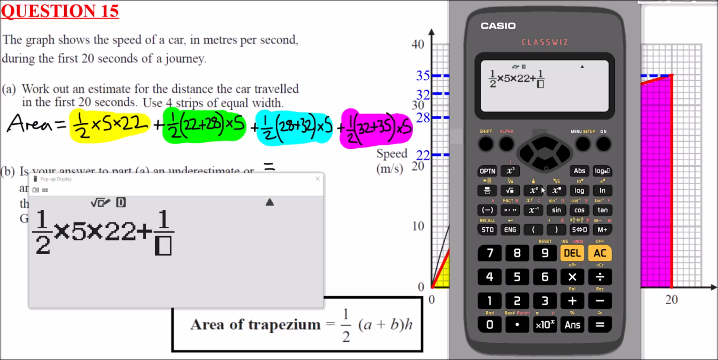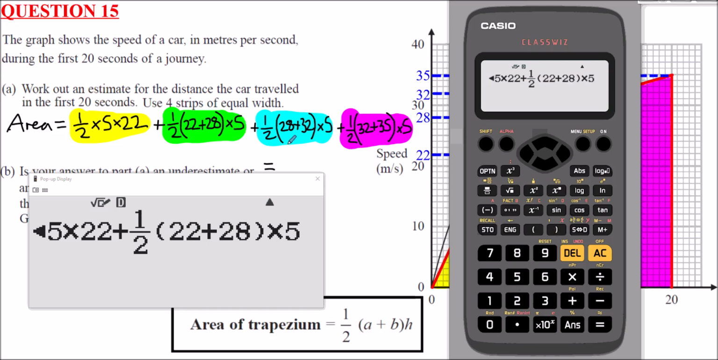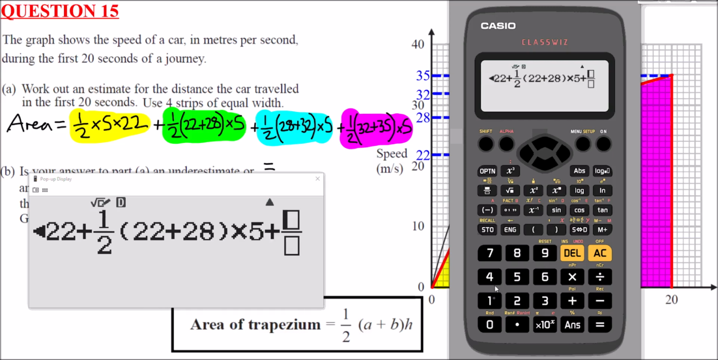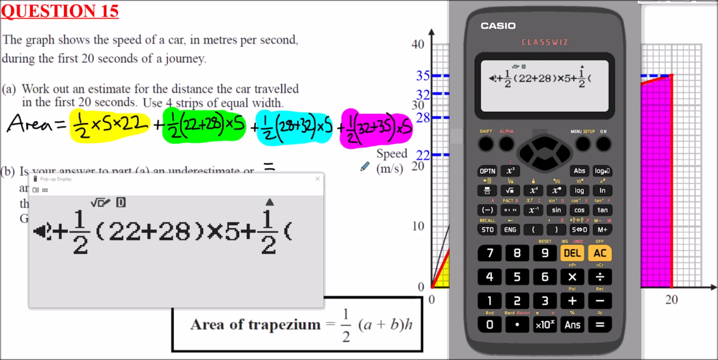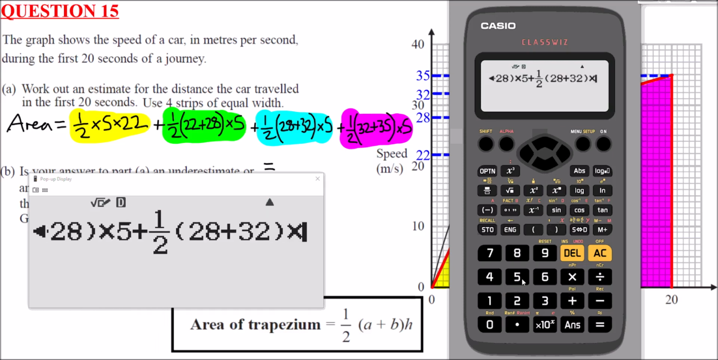So then I've got plus half of 22 plus 28 times 5. Next we've got plus another half of something, so this time it's half of 28 plus 32. Again multiplied by the width of 5.